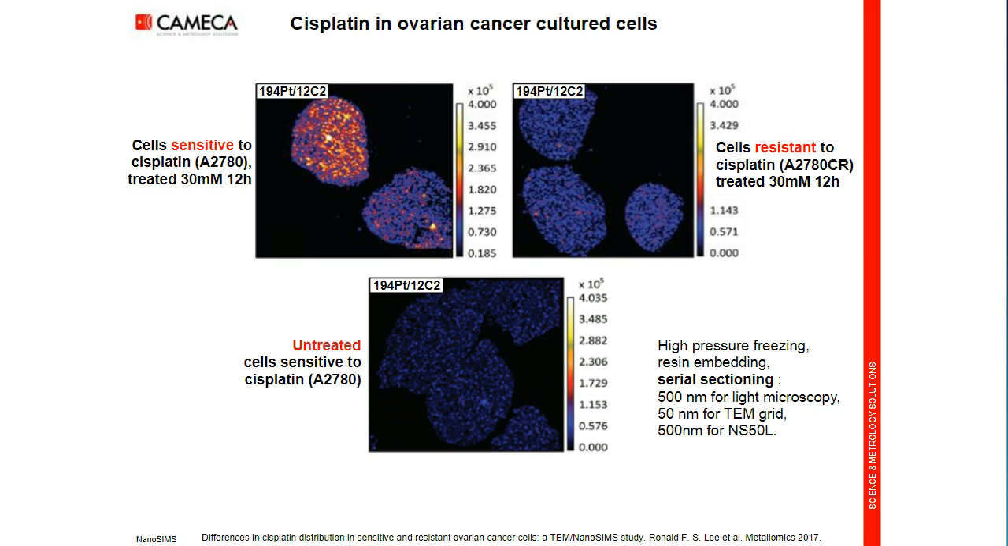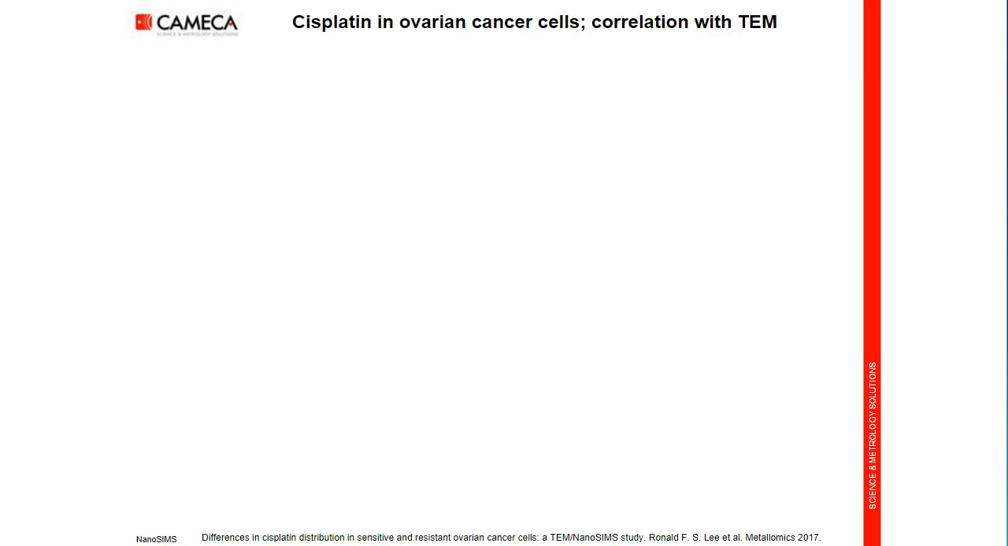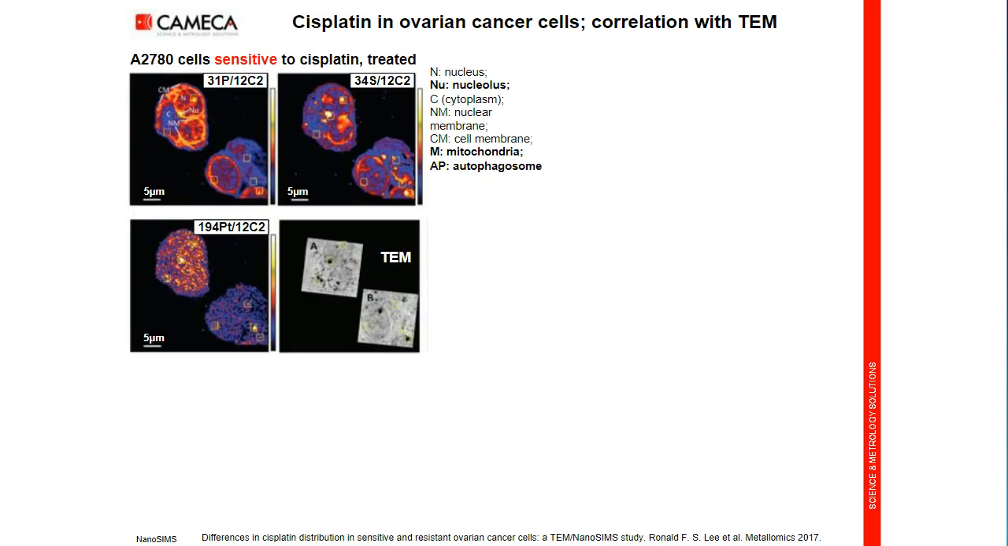So this illustrates these images have a lateral resolution of, let's say, 100 nanometer spatial resolution. So we have enough sensitivity to see differences. In order to get a better spatial resolution, combining with transmission microscopy is extremely useful. It allows to identify subcellular organelles. So in this exact example, images are shown at the same magnification and position between phosphorus, sulfur, and platinum obtained with NanoSIMS, and you see also correlated the TEM images.